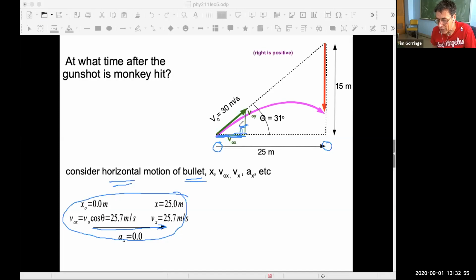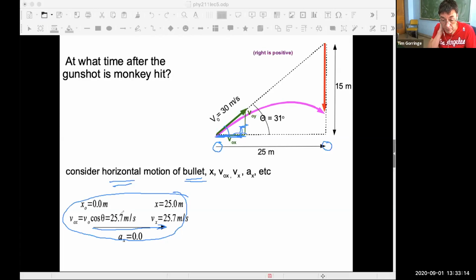This velocity vector triangle here. The magnitude, the hypotenuse, is 30 meters per second. The angle in this corner is 31 degrees. The horizontal component is the adjacent. So 30 meters per second times the cosine of 31 degrees is 25.7 meters per second.